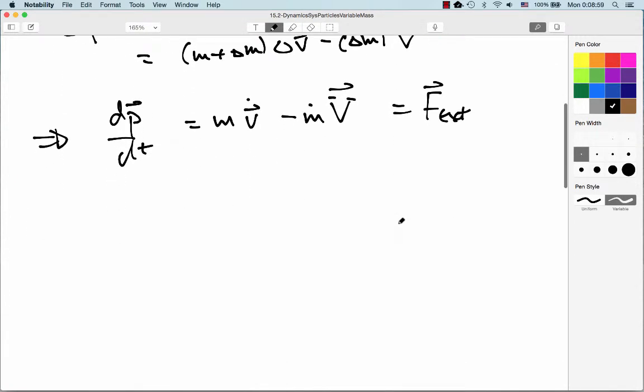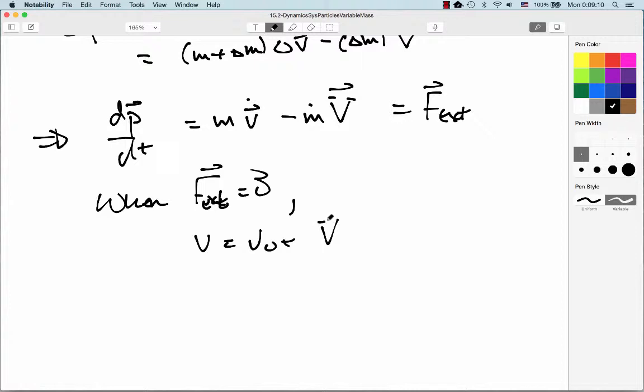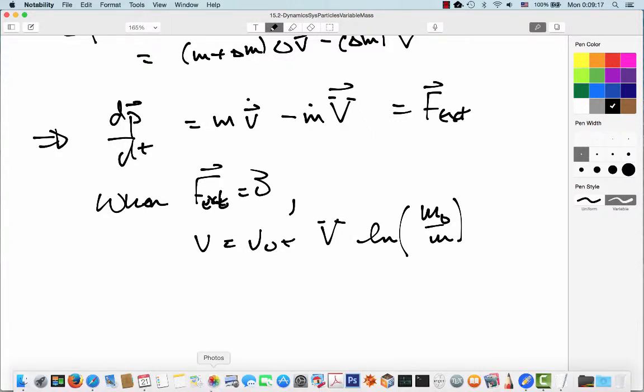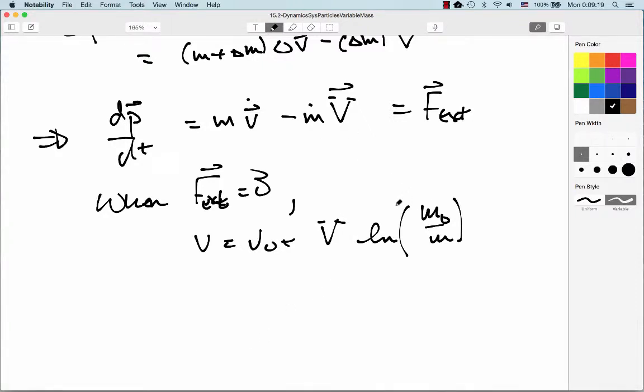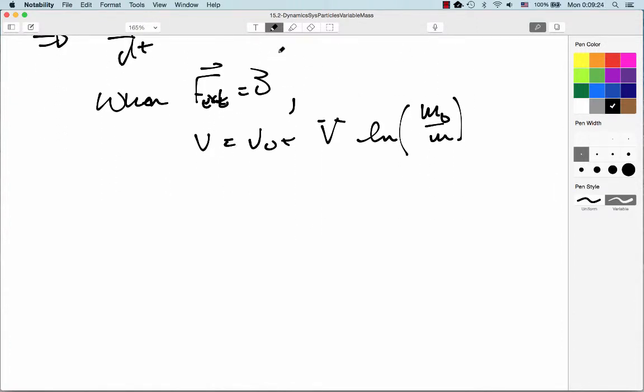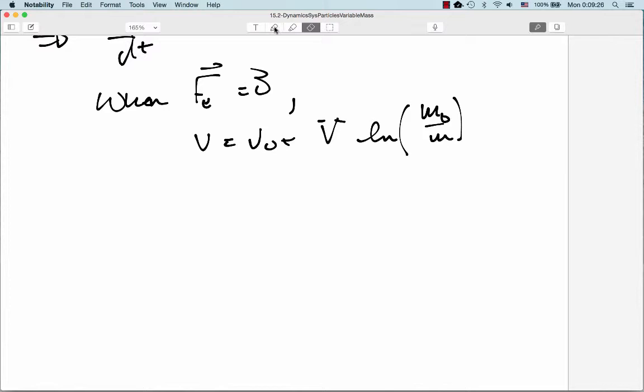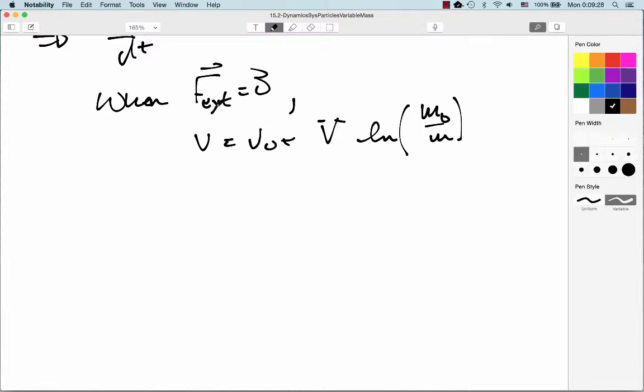So we've already seen, for the case when the external force was 0, that v equaled v naught plus big V times the natural log of m naught over m. But now let's look at a case where the external force is non-zero.